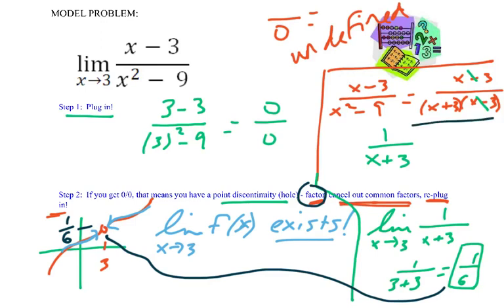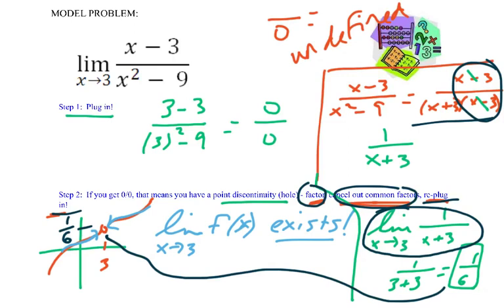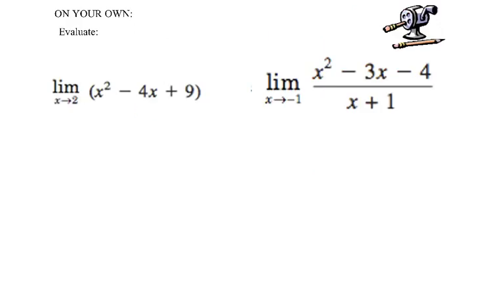Factor, like I did here. Cancel out the common factors, which is what I did here. And then we're going to replug in the original limit value. And hopefully come up with an answer, which in this case was 1 over 6. Okay? Let's do another example of each of these situations.